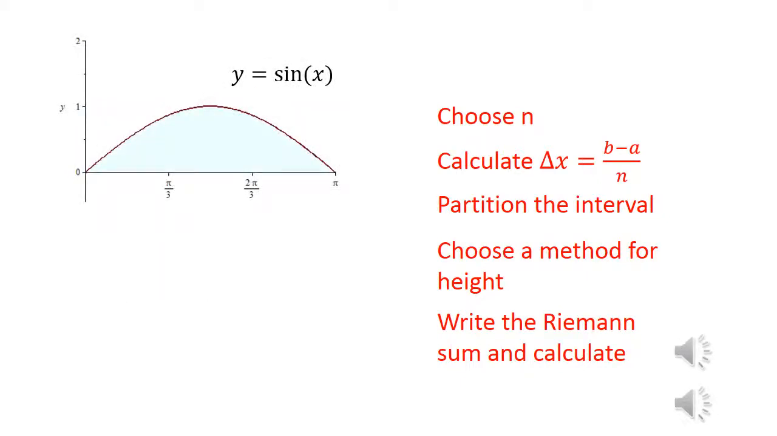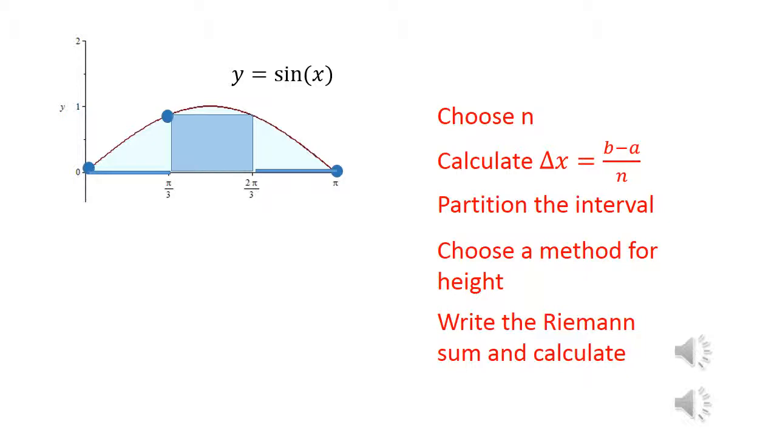The lower sum is very similar to the upper sum, except that instead of choosing the maximum height, we choose the minimum height for each subinterval. In our case, this gives us a somewhat amusing result, because the lowest value of f of x on the interval 0 to pi over 3 is actually 0, so we end up with a rectangle of 0 height and therefore 0 area. The same thing happens on the interval 2 pi over 3 to pi. The lowest height is sine of pi, which is equal to 0.